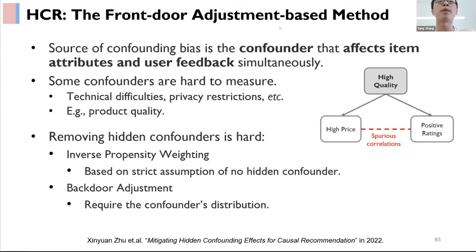This work considers the bias problem brought by confounders that affect item attributes and user feedback. And they assume that the confounders are hard to measure because of technical difficulties or privacy restrictions, such as the item quality affecting item price and the rating. But the item quality is hard to quantify. Please note that not only does backdoor adjustment fail to solve this unobserved confounding problem, the widely used inverse propensity scoring method also cannot solve this problem, since the propensities are related to confounders.